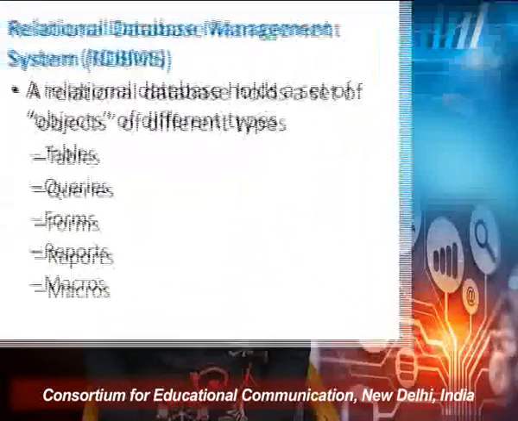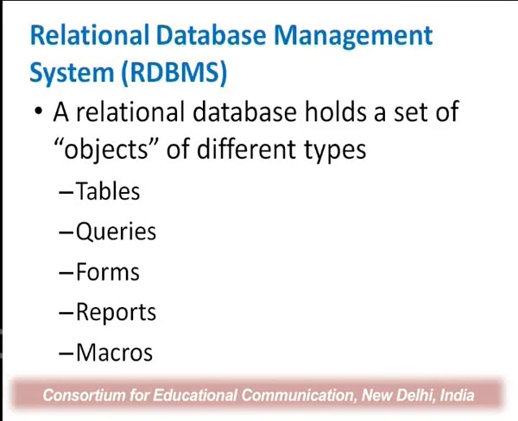All these objects will be available in all relational database management systems. The interface may be slightly different, but if the concepts in one system have been clear, then it becomes easy to understand any other relational RDBMS system, right. So, basically we have different types of objects: tables, queries, forms, reports, and macros.